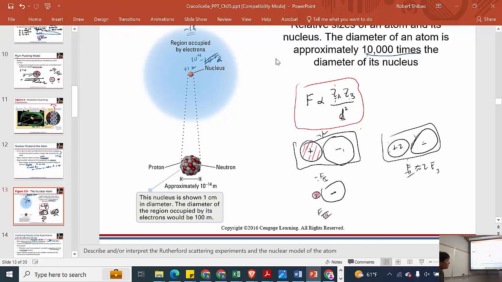When I measure the distance, I don't measure it here, which is 0. I measure it from the center here to the center here. And this is the distance. It's called the distance between the center of charges.